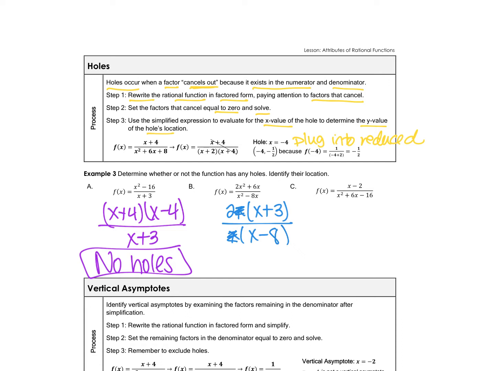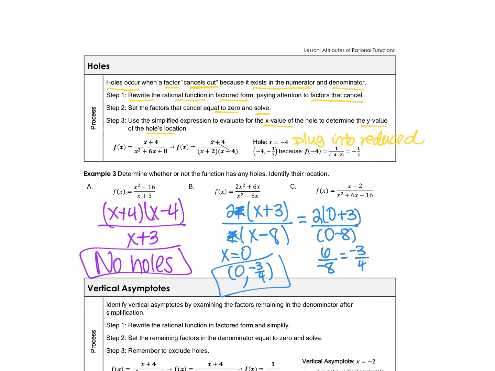Whatever cancels, which in this case was x, I set it equal to 0 and solve. No solving needed, it's just x equals 0. Once I find the x value of the hole, I need to find the y value by substituting that into the reduced form. So I have a 2, and then 0 plus 3 over 0 minus 8. So that will be on top 3 times 2, which is 6, over negative 8, which reduces to negative 3/4. So that would be my y value of the hole.